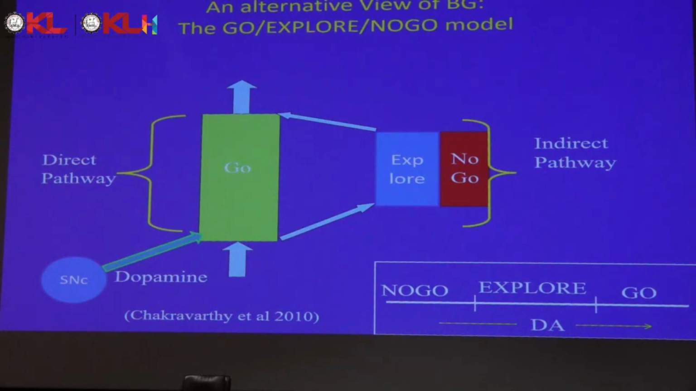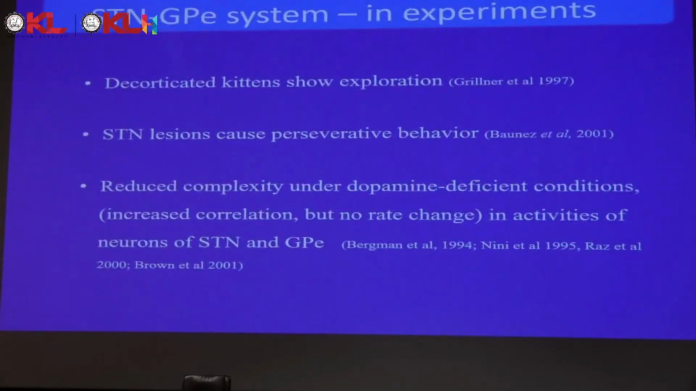Okay. So we propose that the indirect pathway does not only no-go but also exploration. So we call this the go, explore, no-go picture of basal ganglia, or GEN model of basal ganglia. So how do we say that STN-GP is exploration? I can cite some more experimental evidence. Decorticated kittens, in which cortex is completely removed, are capable of showing exploratory behavior. So that means something is coming from the subcortex.